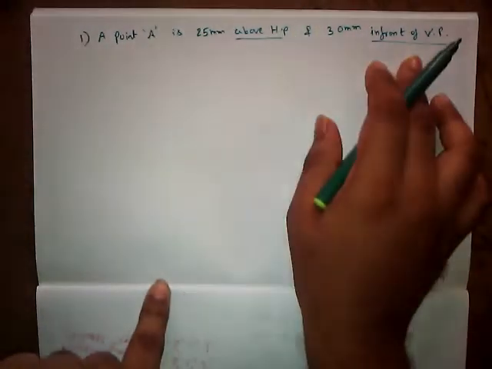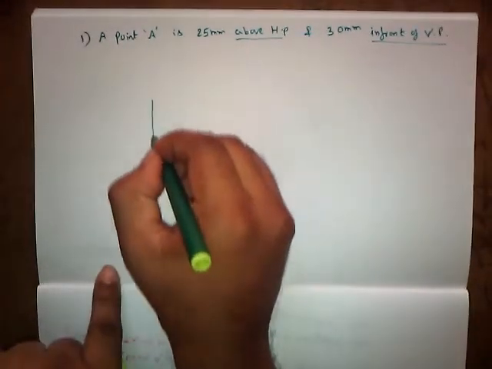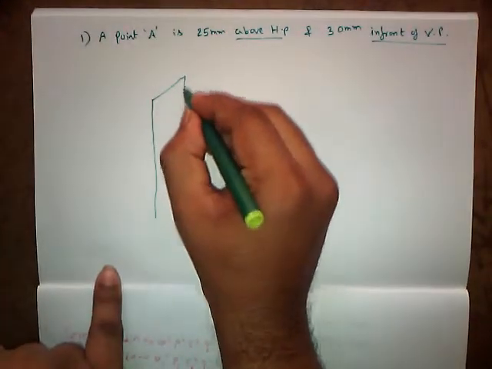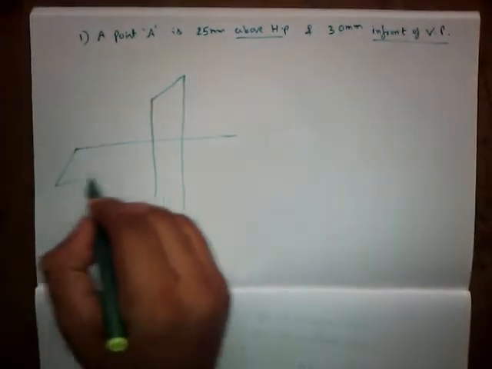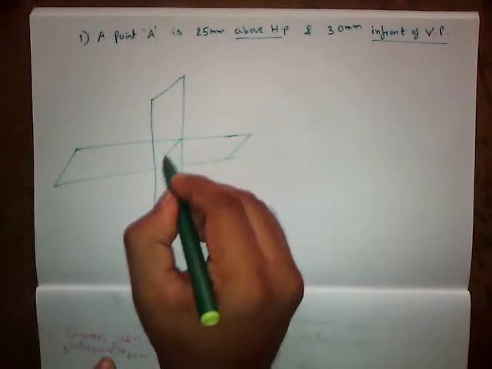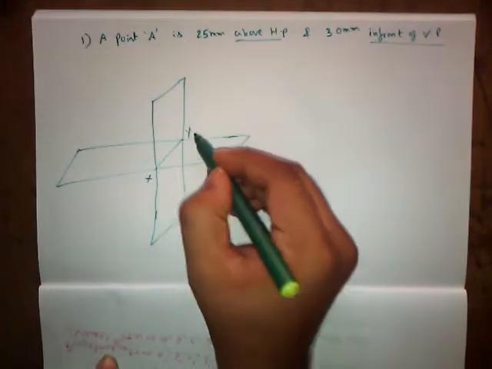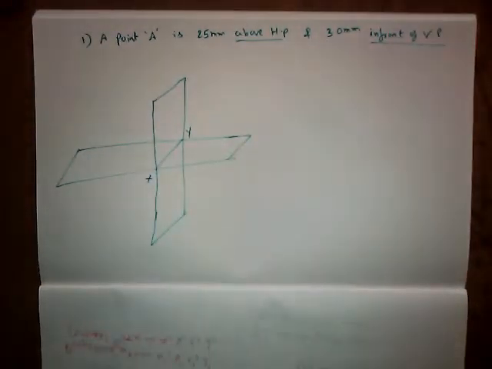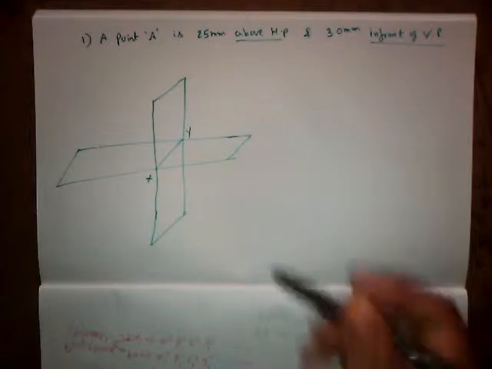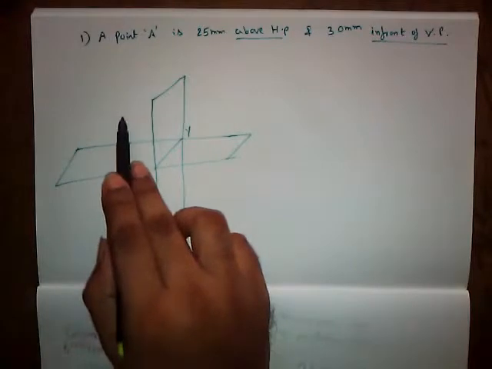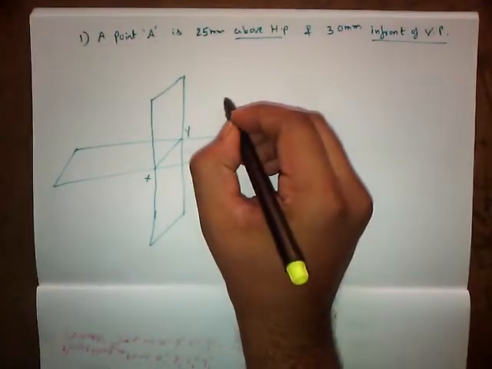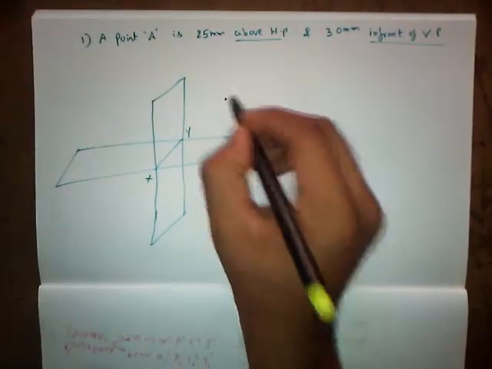According to the question we have above HP and in front of VP. This is a two combination part. Let us draw the quadrants as we did before. This is our XY reference line, that is our ground line. Above HP in the sense it might be in the first or the second quadrant, and we have the option as in front. So above and in front is nothing but the first quadrant. The point is going to be in the air.